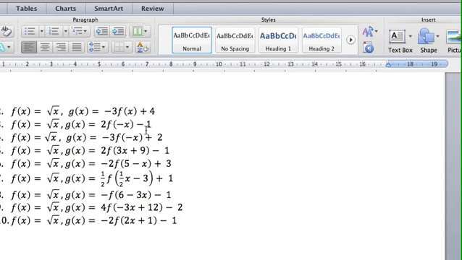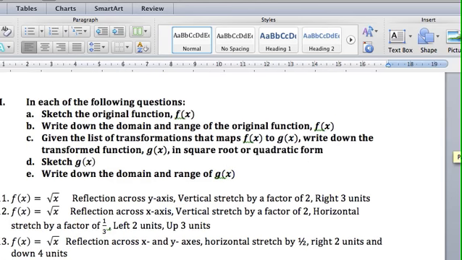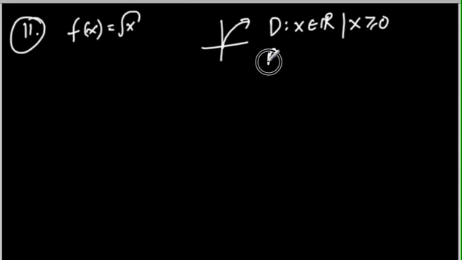All right, so that was section 1. Now let's move on to section 2. In section 2, we have the original function, we have some transformations, and we have to see how they change it. All right, so let's go to number 11. Here's our f of x as always. Here's the domain: x is greater than 0. Here's the range.